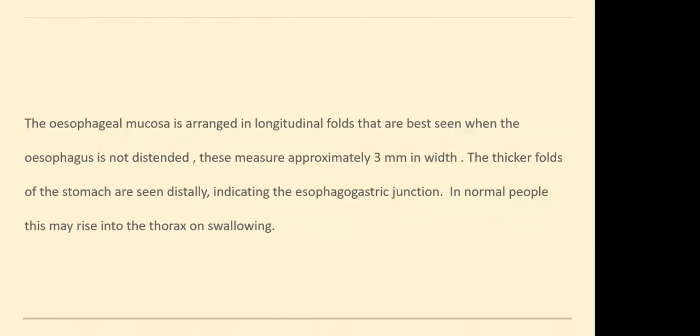The esophageal mucosa is arranged in longitudinal folds that are best seen when the esophagus is not distended. These measure approximately 3 millimeters in width. The thicker folds of the stomach are seen distally, indicating the esophagogastric junction. In normal people, these may rise into the thorax unswallowed.